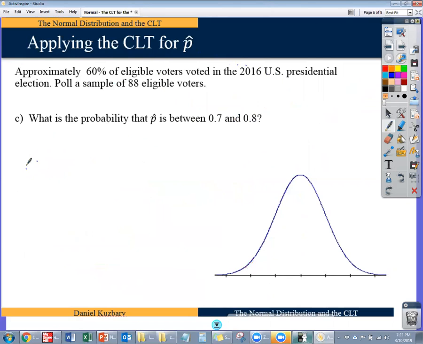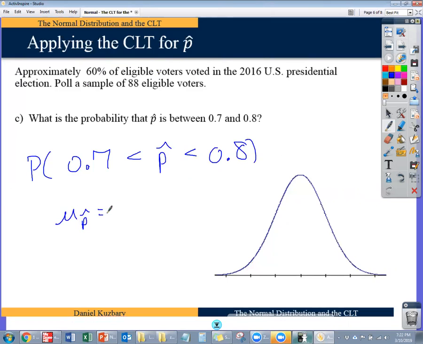So we're going to find the probability that p hat is between 0.7 and 0.8. You're going to find that using the normal CDF. Use that mu p hat is equal to 0.6, and that sigma p hat is equal to 0.05. I'm just writing this over and over again so that you get used to it. So use the normal CDF. That's your left bound, that's your right bound, and you get that answer.